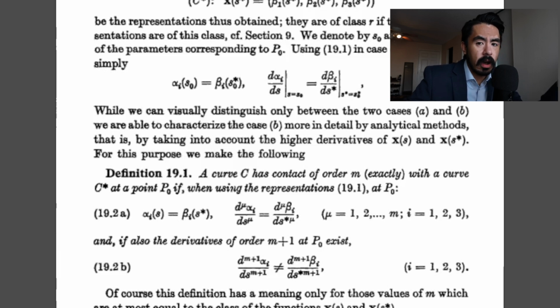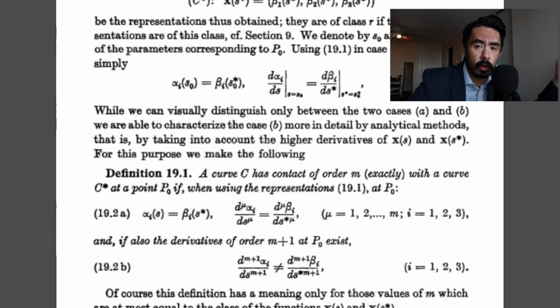A curve C has contact of order m exactly with a curve C star at a point P naught if, when using the vector parametric representations of the curves C and C star in terms of their arc lengths respectively, at P naught we have alpha sub I of S equals beta sub I of S star, and the mu-th derivative in terms of arc length of the function alpha sub I is equal to the mu-th derivative in terms of S star of beta sub I, where mu is equal to 1, 2, etc. through m, and I is equal to 1, 2, and 3.